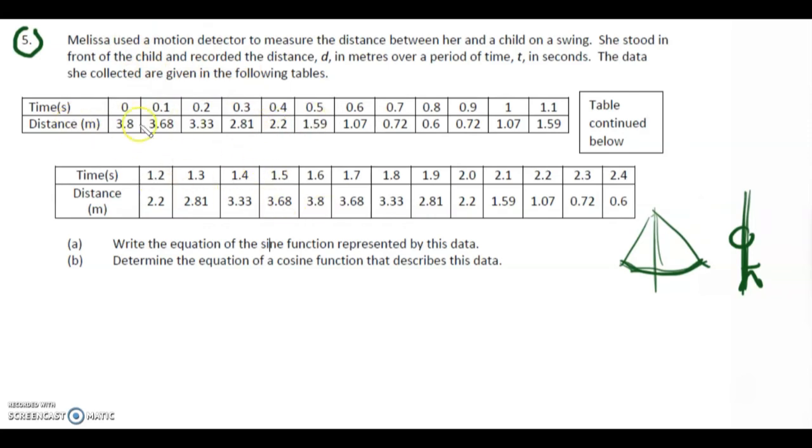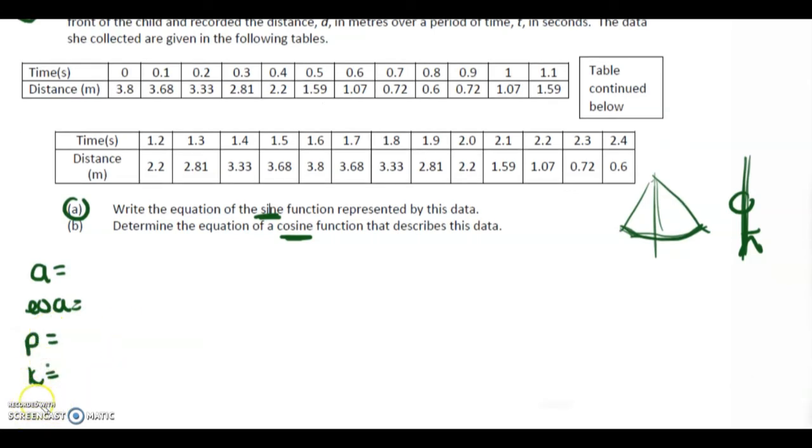Here's a really, really long table. We're going to write an equation for the sine function represented by the data, and then we're going to do the same thing for the cosine function. When I'm thinking about this, I know I need an amplitude and equation of axis. I need the period, which gives me my k value, and I need any shift. Those are all of the possible transformations that I need in the equation.